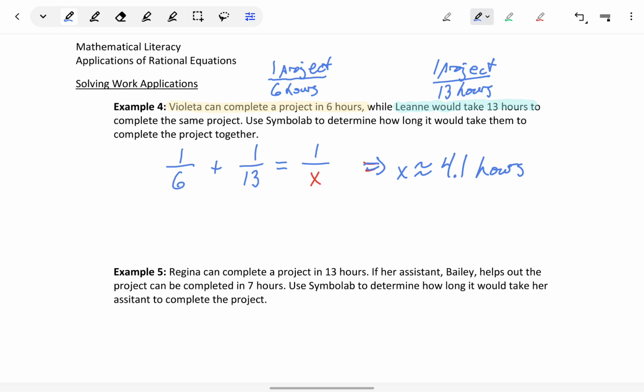And it makes sense that our final result is less than either of the original two values, since now we have two people working together on the same project. That should reduce the total time required.